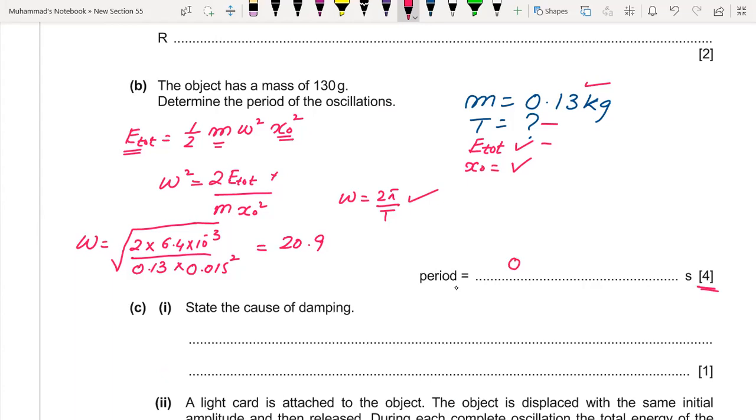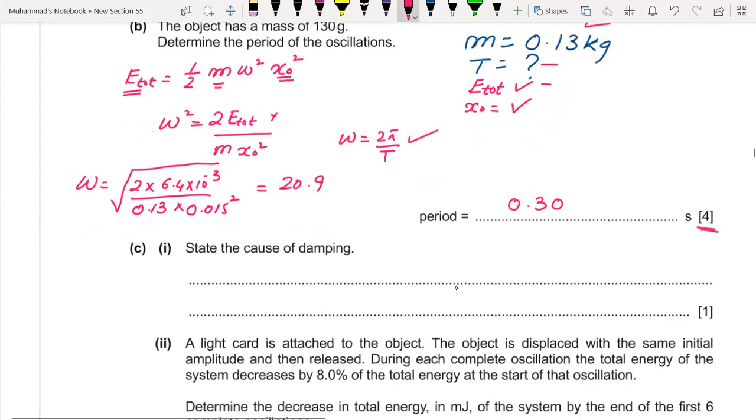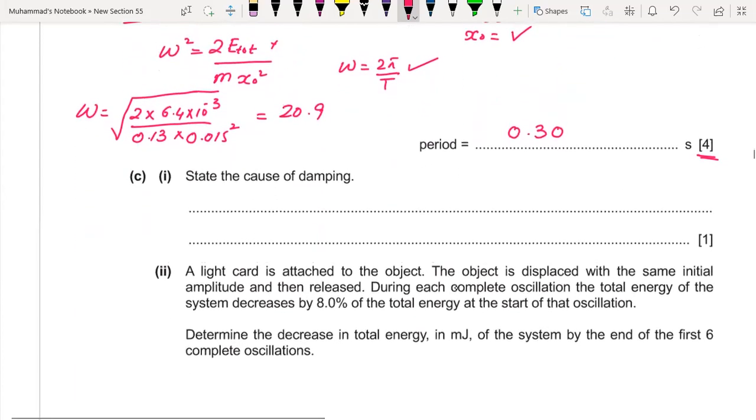So first find omega, that is 20.9, and then the time period from this equation is 2 pi by omega, which is 0.30 second. Very simple and straightforward question. I hope you can easily understand. And if you have a strong grip on your understanding of the course, then you are able to link these questions with your previous understanding.